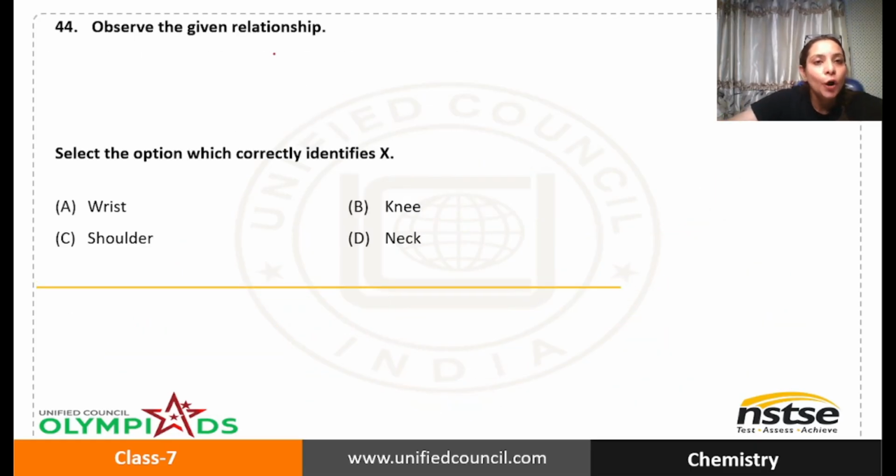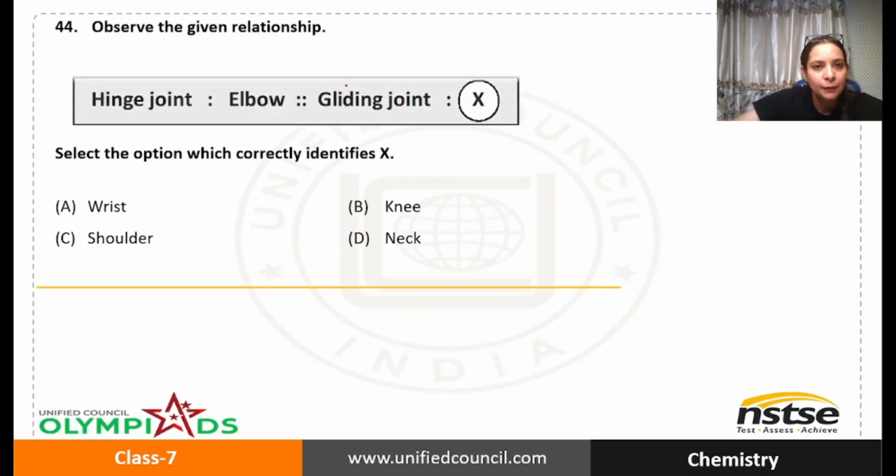Next question. Observe the given relationship. So here we have a relationship: hinge joint, elbow; gliding joint, something X. In this question, we need to select the option which correctly identifies X. We need to find X.